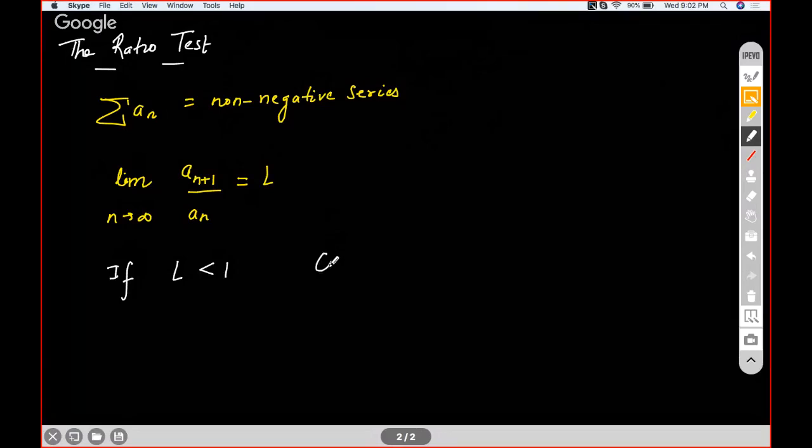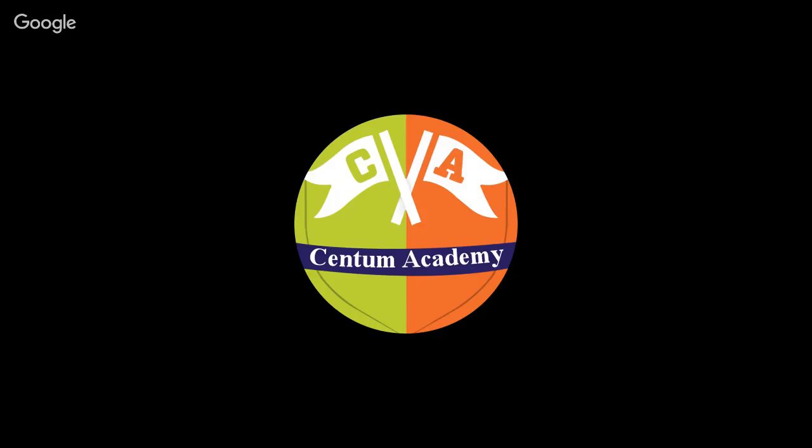So this L is a finite number, and if this number is less than 1, the series converges. And if L is greater than 1, the series diverges. And equal to 1, the test fails. So the test fails, that means it is inconclusive.